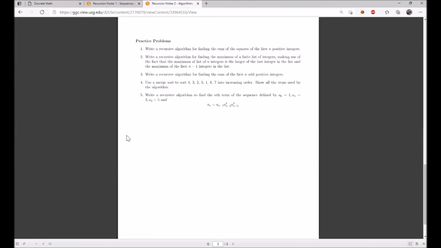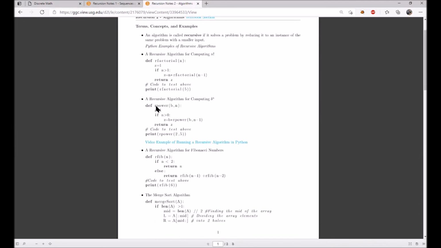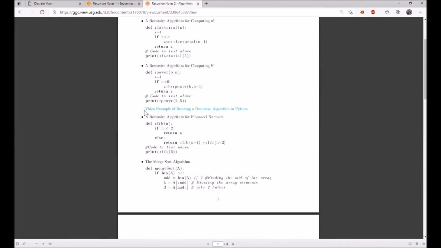The second set of recursion notes is all about algorithms. Here's the code for the recursive factorial. Here's the code for the recursive power function. Here's a video example of a recursive algorithm in Python.